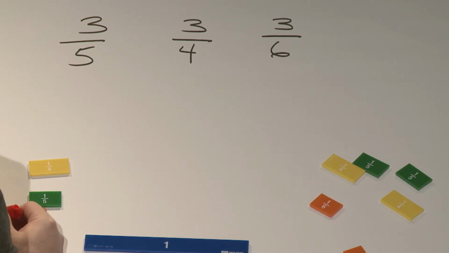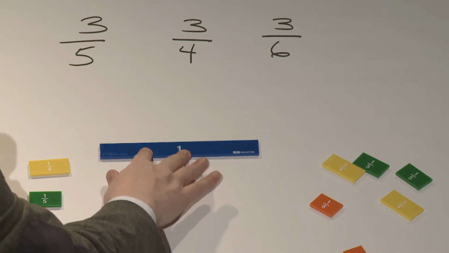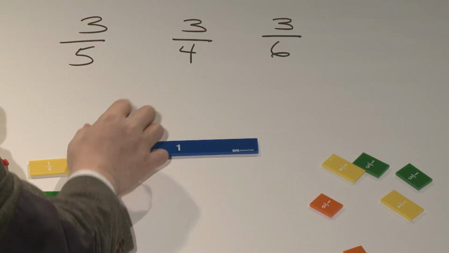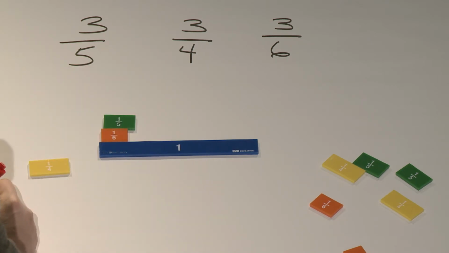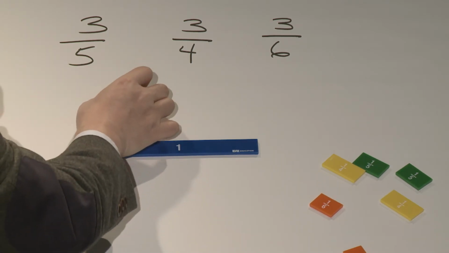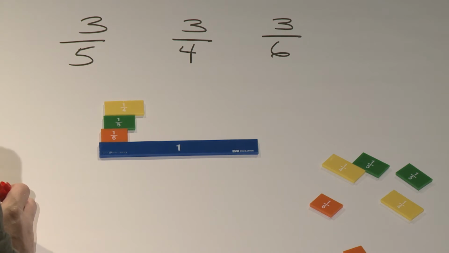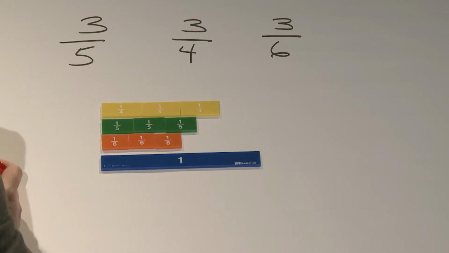We can think about the size of these pieces and the number of these pieces that we have to compare them. So let's think about the size of these pieces. If this is 1/6, then 1/5 is just a bit larger. And 1/4 is just a bit larger than that. In this case, we have 3 of each of these pieces. So now we have 3/4, 3/5, and 3/6. We can see that 3/4 is a bit larger than 3/5, and that 3/5 is a bit larger than 3/6.